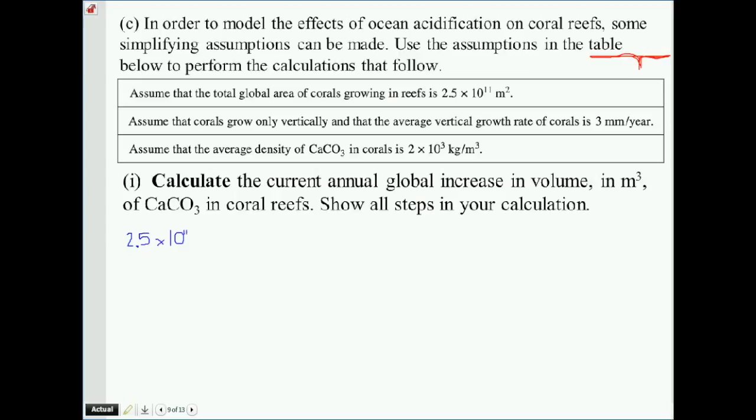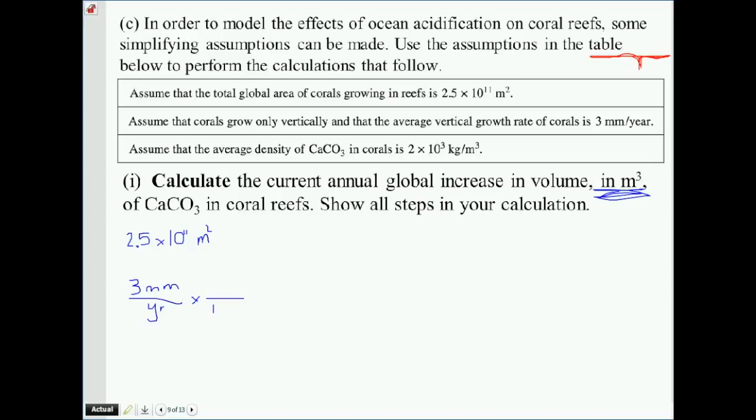Meters cubed. And we know, even if we're not really sure what we want to do, that our answer needs to be in meters cubed and we're in meters squared, right? So we know we need to do something to get meters. So what I'm going to do is I've got that, and then we have 3 millimeters a year. They suggest that you do it all at once, but I don't like to do that. I'm going to convert my millimeters to meters, and then I'll put that in my equation up there.